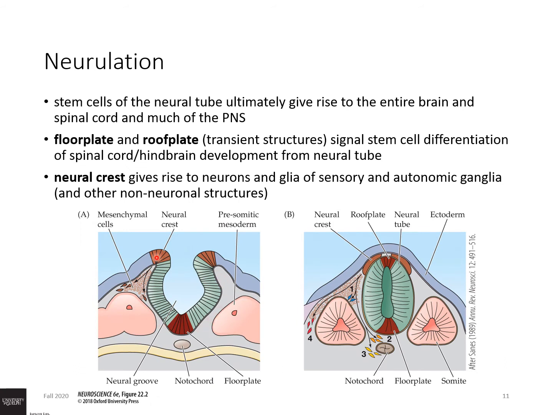So here's the neural groove and the neural tube. These crest cells are now not part of the neural tube, but the stem cells of the neural tube ultimately give rise to the entire brain and spinal cord and much of the peripheral nervous system. Now, the floor plate and the roof plate are, again, transient structures, but they signal stem cell differentiation of the spinal cord and hindbrain development from the neural tube.